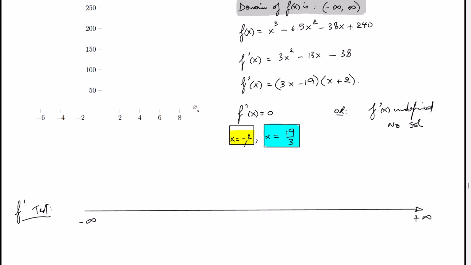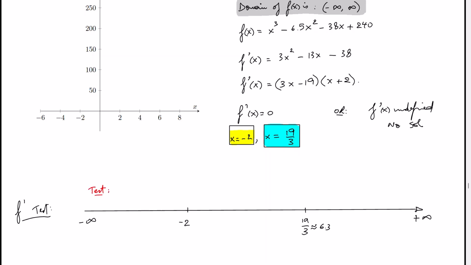The next thing you want to do is put the critical numbers on this line, and the order matters because we're starting with the smallest value and ending with the biggest value. So -2 is going to go first, and 19/3 is going to go somewhere after. Roughly speaking, this is about 6.3. And just for reference, we'll need to find some test values next.